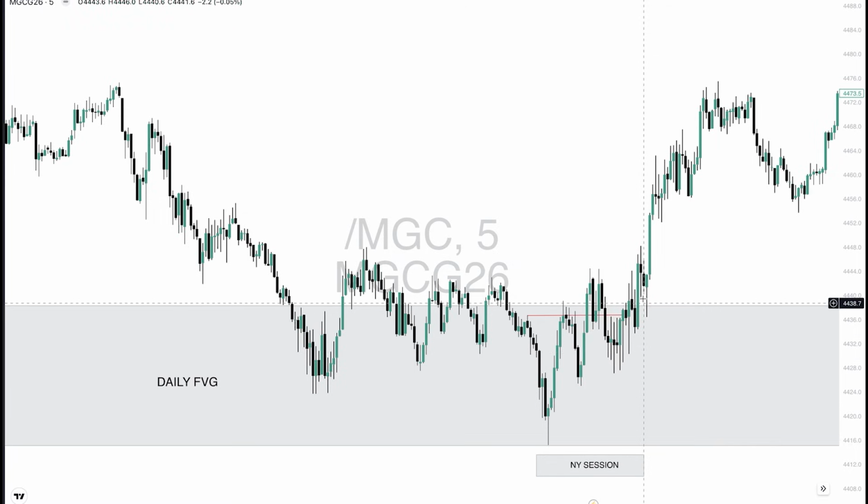Now your order blocks start to work. Now your fair value gaps are working because price is now in a buy program. So now there's bullish order flow, so now price should respect bullish arrays.